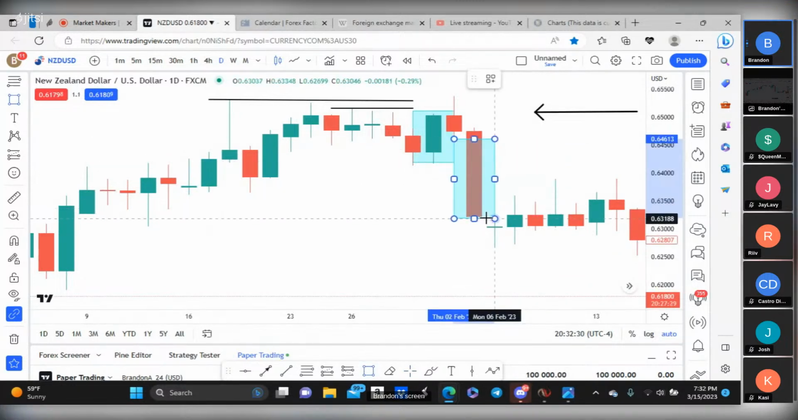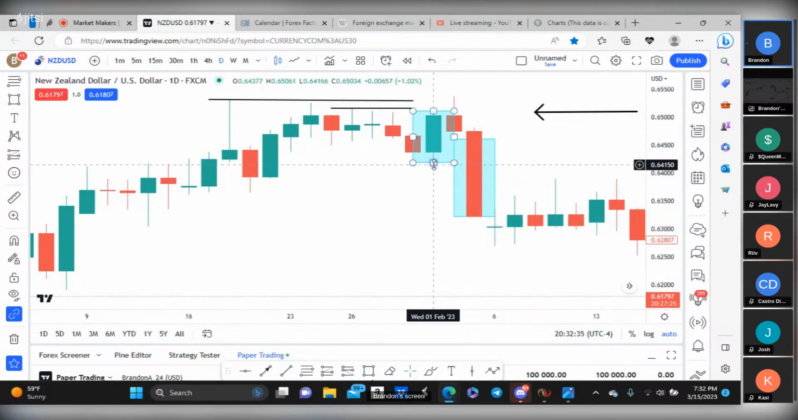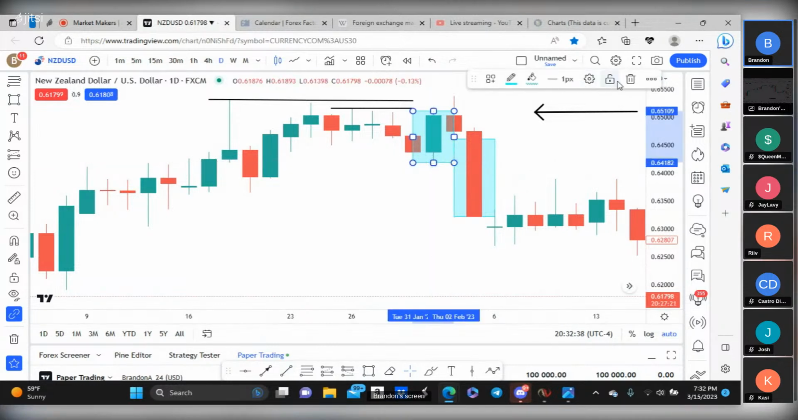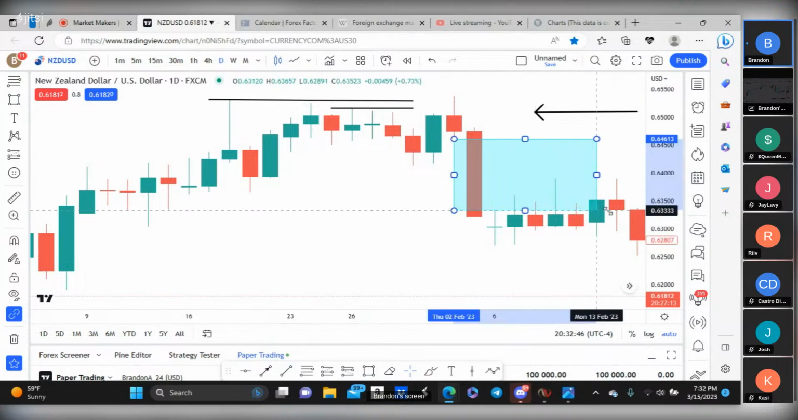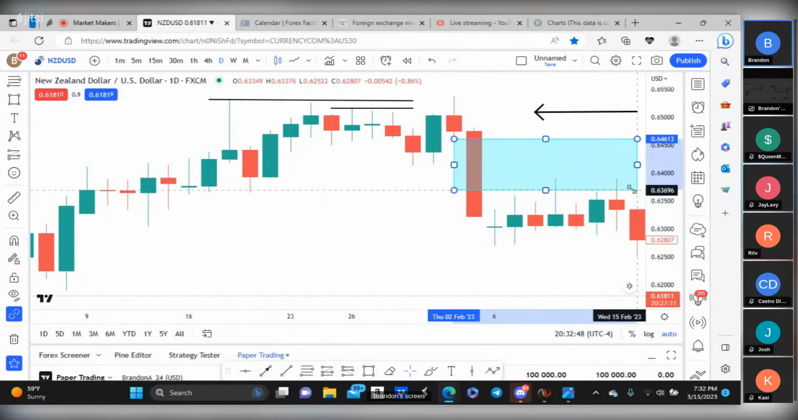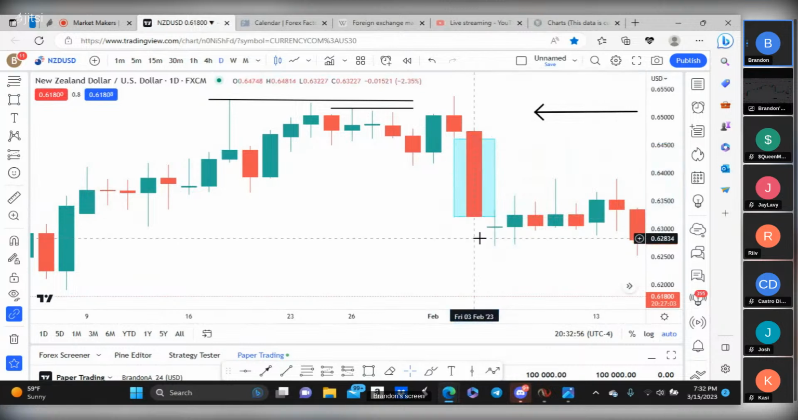Big money, they don't like being in drawdown. So they had to bring price back up to try to mitigate their negative position. They had to sacrifice money in order to make money. You get what I'm saying? So they need to get as close as they can to break even. So this is that whole gap area right here, this whole red candle.